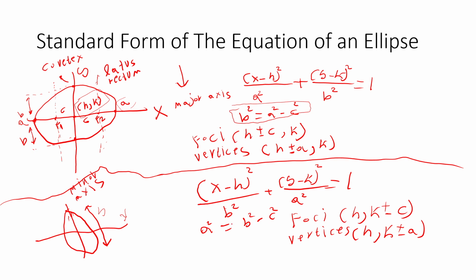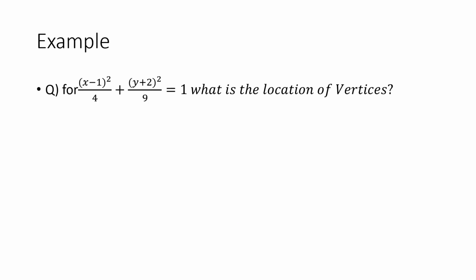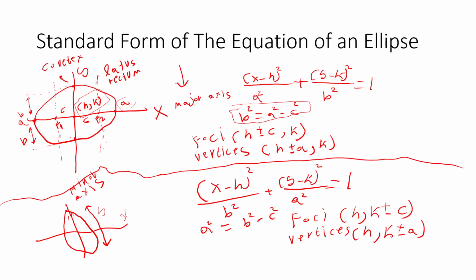Let's do an example. Hopefully things become clearer. For the equation (x minus 1) squared over 4 plus (y plus 2) squared over 9 is equal to 1, what's the location of the vertices? Now from this equation we know that the center is at, we said, h and k.